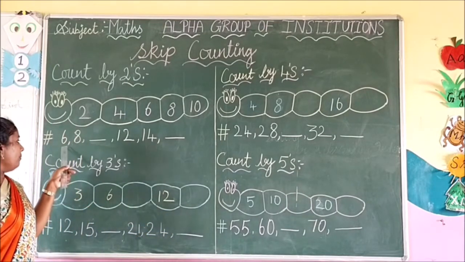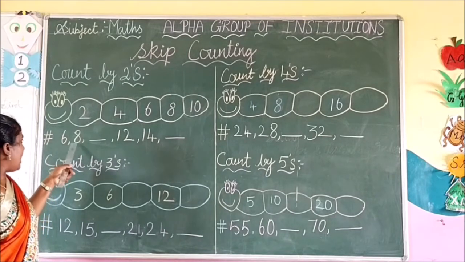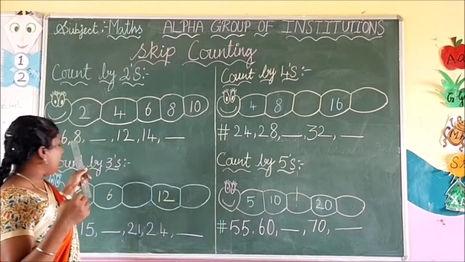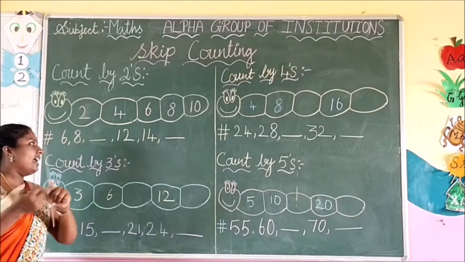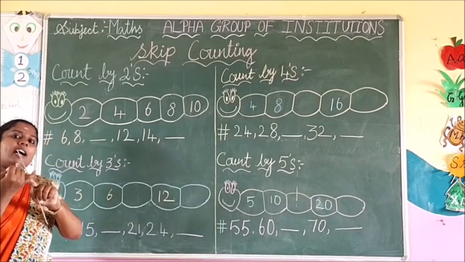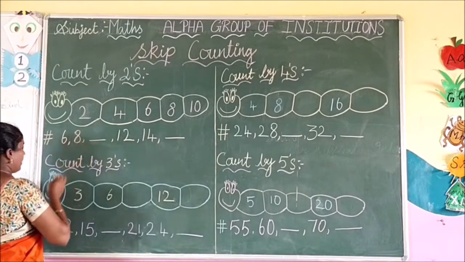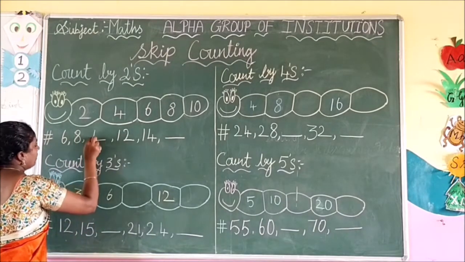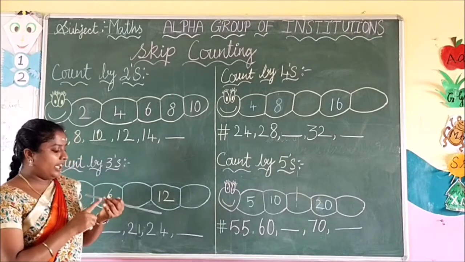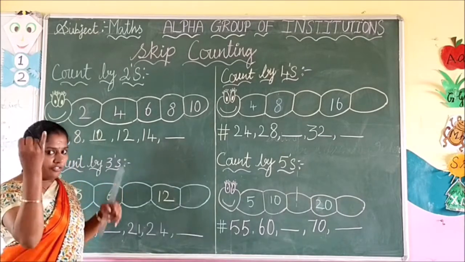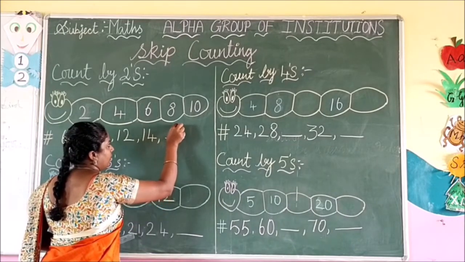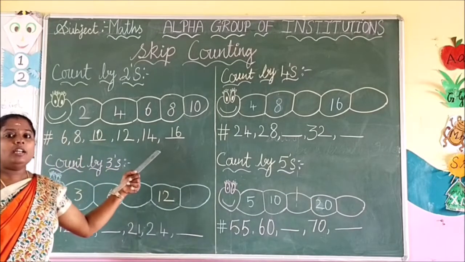Now skip count by 2. They have given 6. After that 8. So after 6 what has to come? After 6, 7. Where is 7? It's not there. So 6, 7, after that 8. So they have given 8. So we have skip counting by 2. Then after 8, 9, 10. So we have to write 10. Then after 10, 11, 12. Then after 12, 13, 14. Then after 14, 15, 16. Yes, 16. So this is skip count by 2.